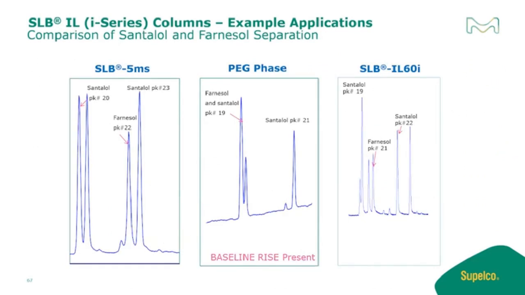Looking at some other unique separations, these are santalol and farnesol, two typical markers for the authenticity of something like a sandalwood oil. And again, you can see the improved separation of the farnesyl and santalol isomers on the SLB-IL60 relative to minimal separation on the 5-MS or the PEG-type phases.